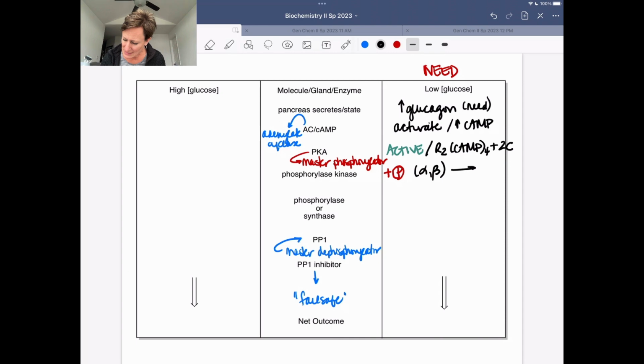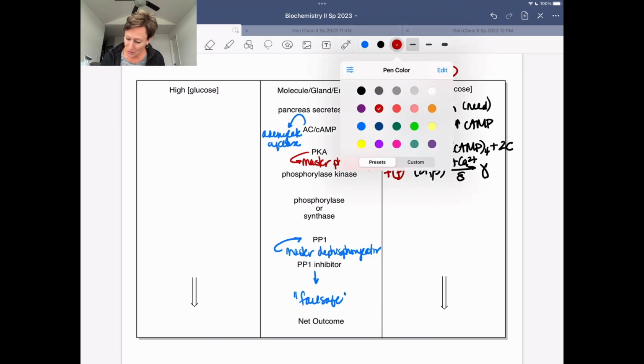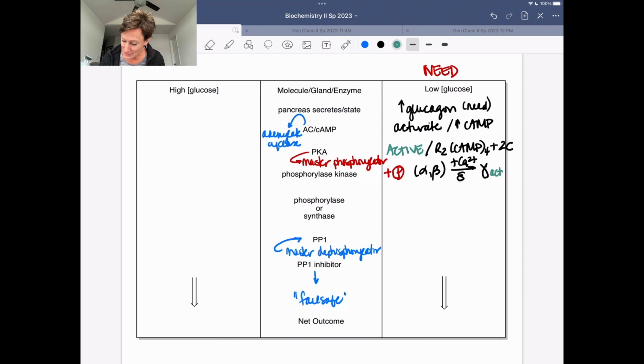And then we're also going to need to add calcium to that delta subunit, and that is going to make the gamma subunit active. Wow, I know there's a lot there. If you need to go back and watch the phosphorylase kinase video to see all of those structural details, please go ahead and do that.